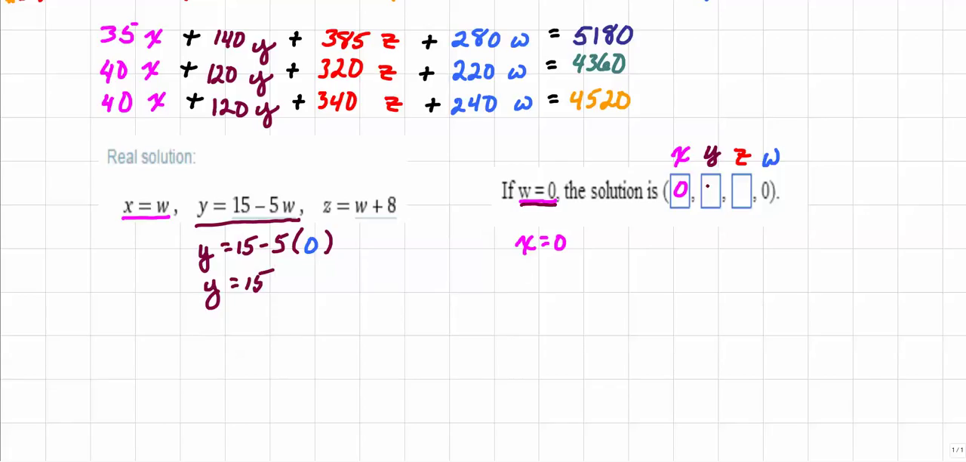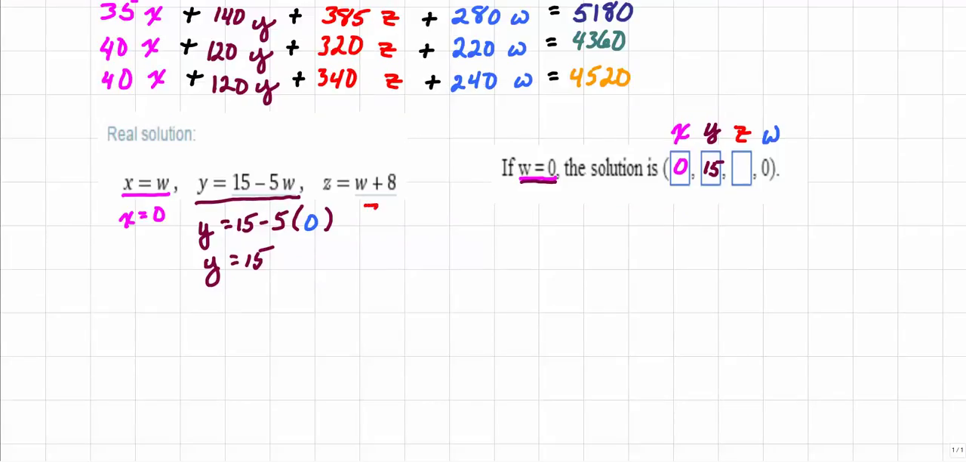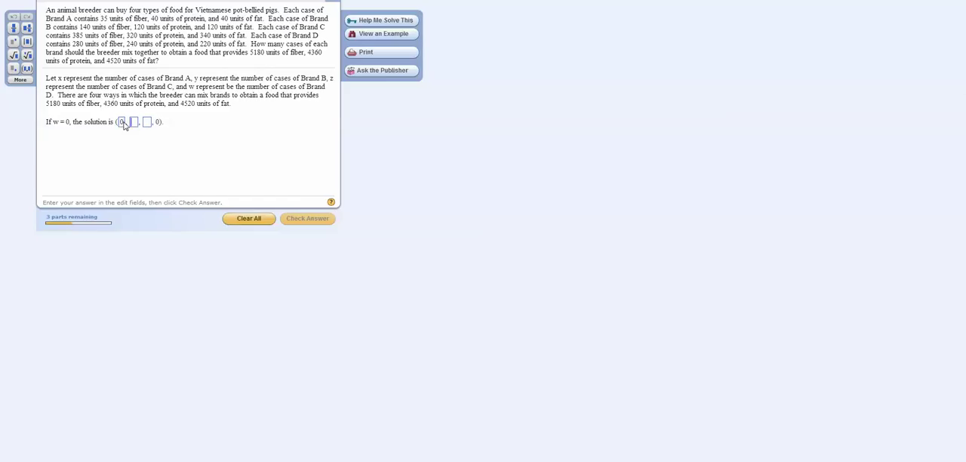And then the next part is z, and z is going to be equal to 0 plus 8, and therefore z is equal to 8, and that will go in here. Then we're going to want to put this into the problem, so we'll type in 0, tab over to the next one, type in 15, tab to the next one, type in 8, and then we'll check the answer. We get a good job, and we move on to the next one.